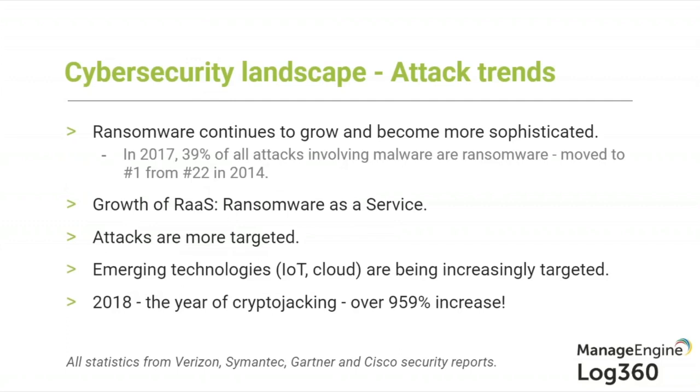Let's begin by looking at what attackers are focusing their attention on these days. Of course, we have ransomware at the beginning of this list because it has been dominating the preferred list of attacks for attackers in the past few years. So you can see that in 2017, 39% of all attacks involving malware were ransomware. Even as recently as 2014, ransomware was number 22 on this list. But in barely 3 years, it has just jumped to the number one spot.